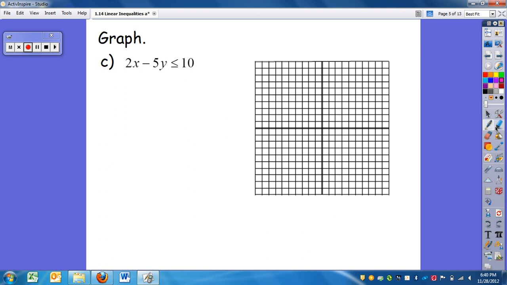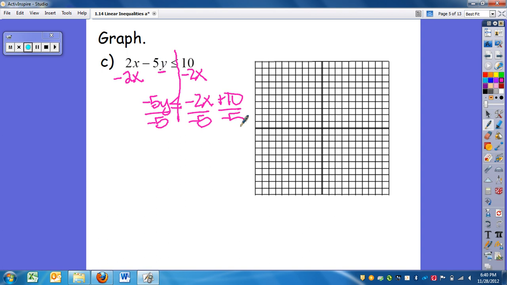So in C, what's different is that we do not have y by itself, so I need to solve for y. So first I need to move the 2x over, so I need to move the entire term, so we use adding and subtracting. So I need a minus 2x. So I have -5y is less than or equal to -2x plus 10. Then I divide by -5, and thinking about your inequalities, hopefully something's going off in your head. Oh, I divided by a negative. That means my inequality sign needs to flip.